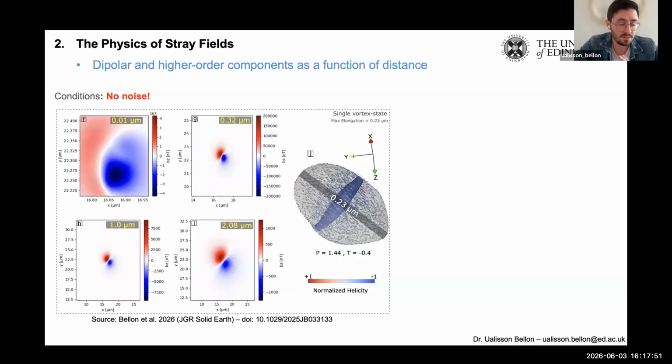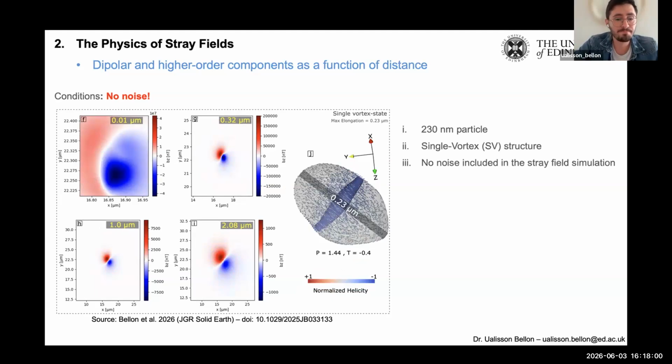The same thing happens when the particles are smaller. This is a single vortex one, 230 nanometers in this case, with a single vortex structure. In the same way, it becomes progressively more dipolar-like.